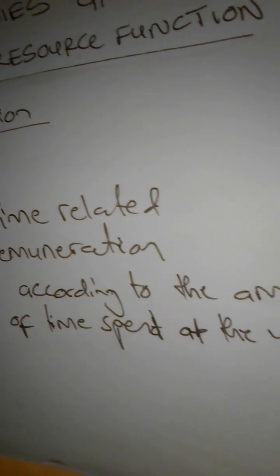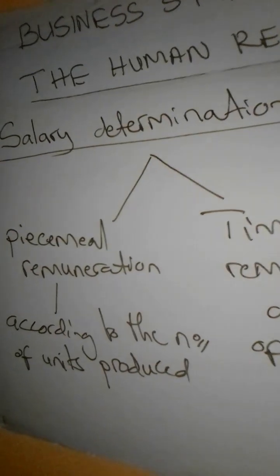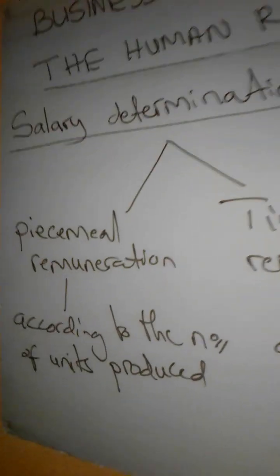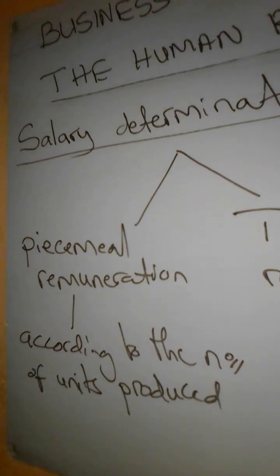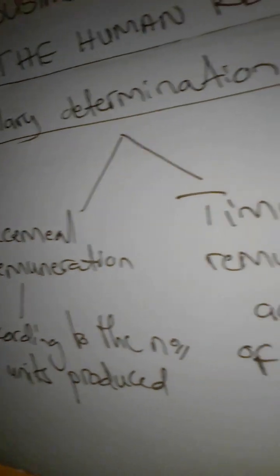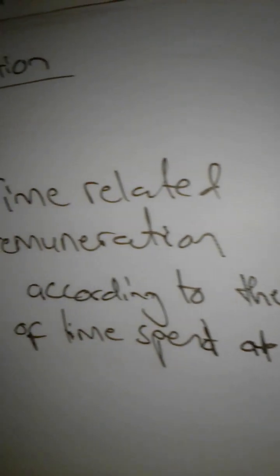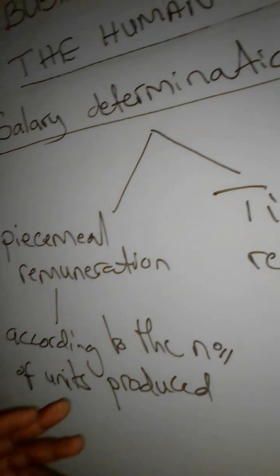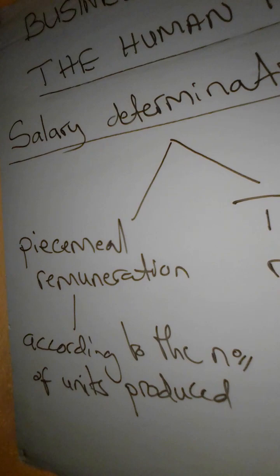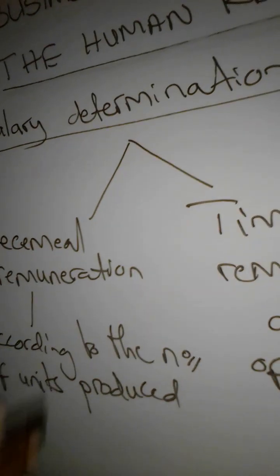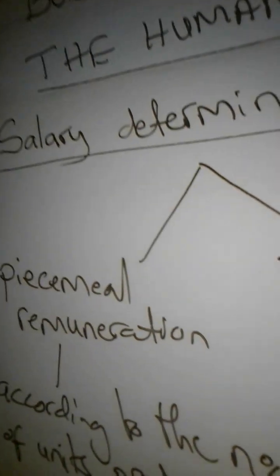All right, so you can see the difference between the two. Piecemeal remuneration is according to the number of units produced. Time-related remuneration is according to the amount of time that has been spent at the work. Okay, these are the main differences between the two. Even though you can also mention all those other things that I've mentioned, it depends on the number of marks that the examiner gives you whenever they are asking you a question. That will also determine the quantity of items that you are supposed to indicate.